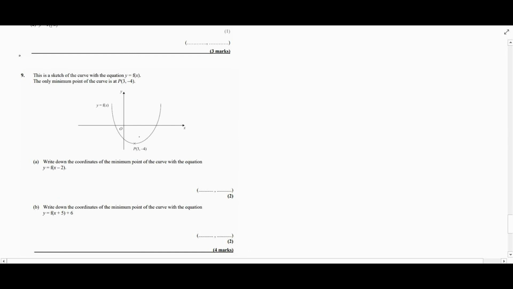This one focuses on consolidating the graph transformations you've done, and also has a question on combining them. So I guess we'll just get started. You start off with the point (3, -4). That's what they're looking for you to translate, transform, whatever.